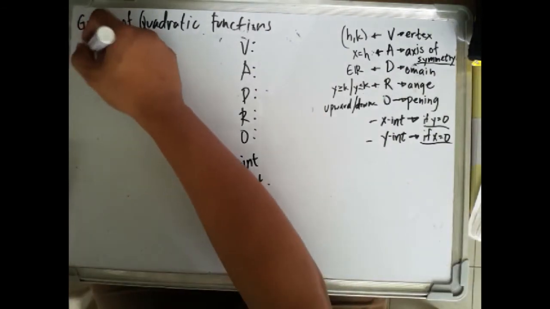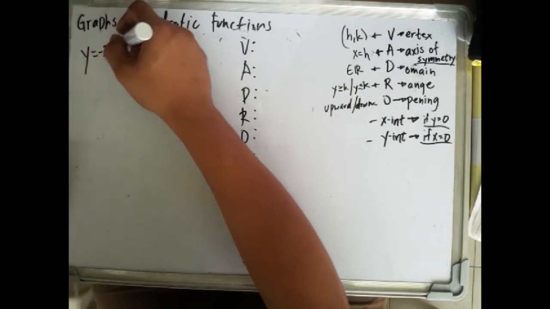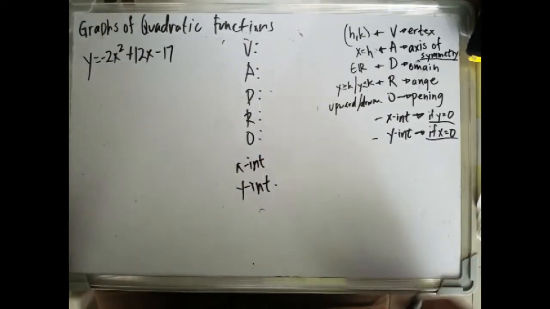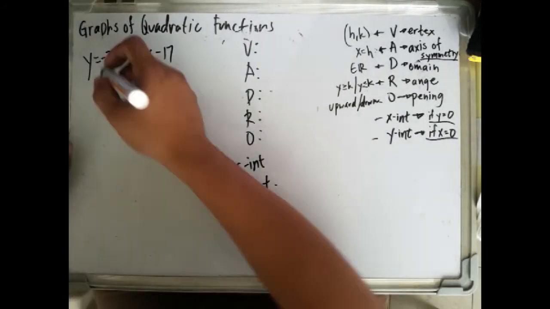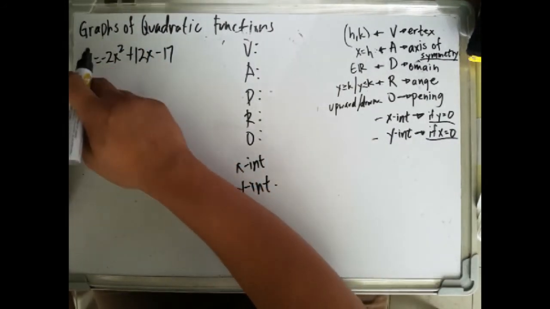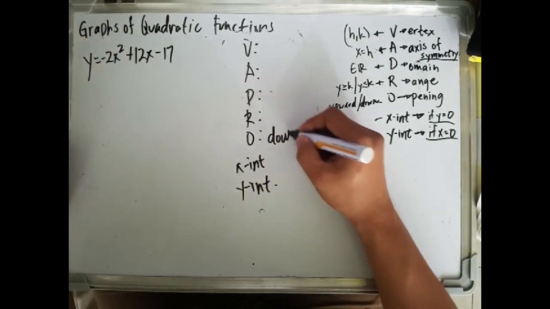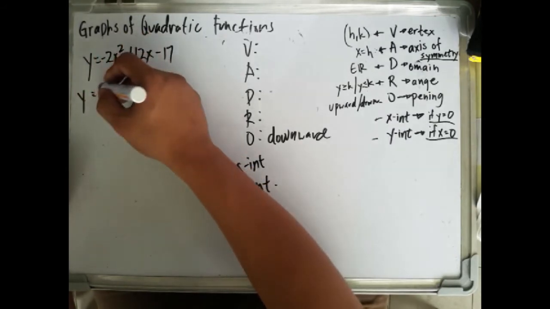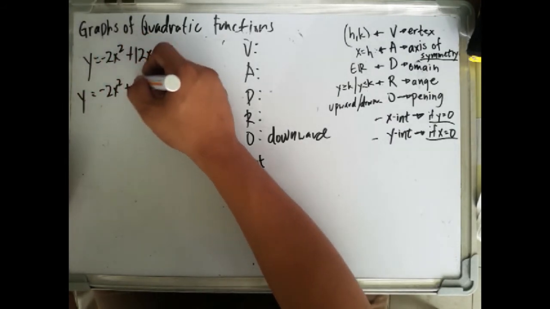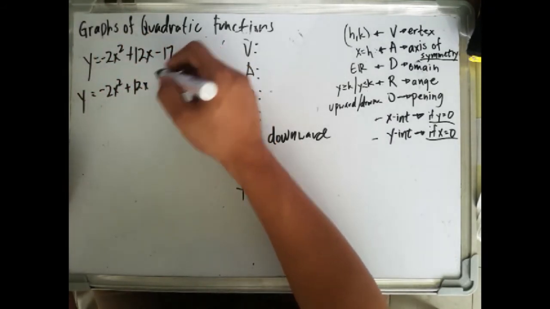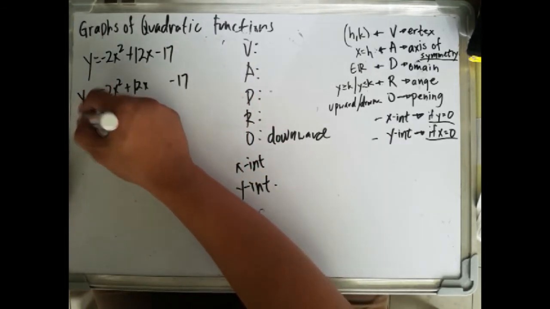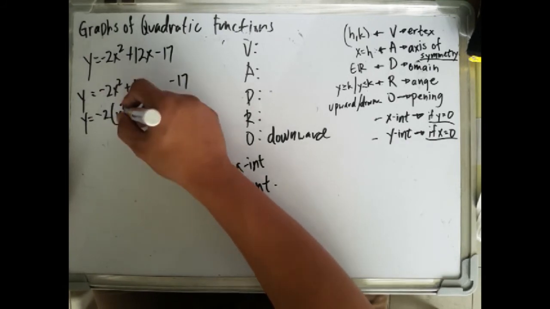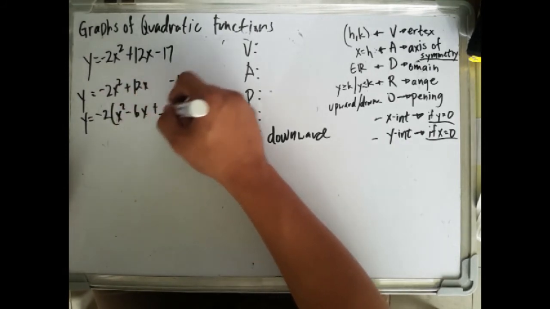Alright, so let's have y equals negative 2x squared plus 12x minus 17. So as you can see, may number sa unahan, and it is negative 2, so automatic downward na ito. Gawin natin is isort natin yung mga x. Dahil may number sa unahan, we will divide it by the coefficient, negative 2, we have x squared. Divide sa negative 2, we have negative 6x plus blank.